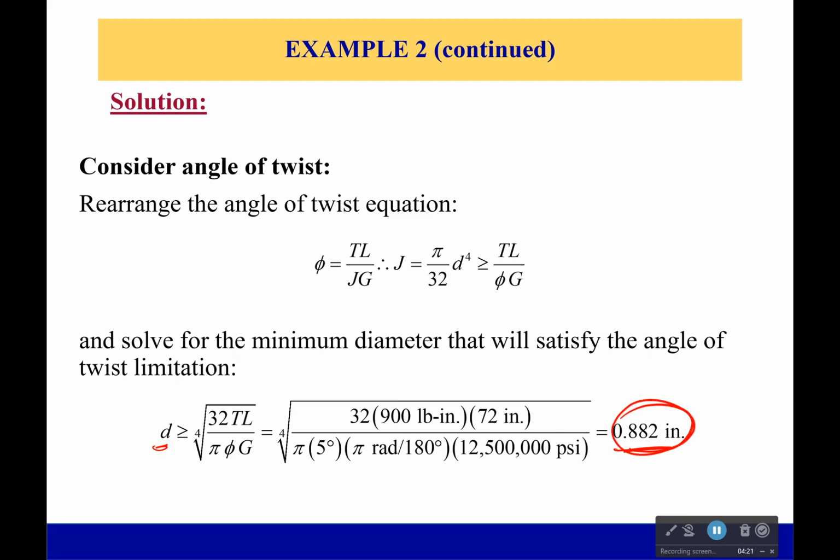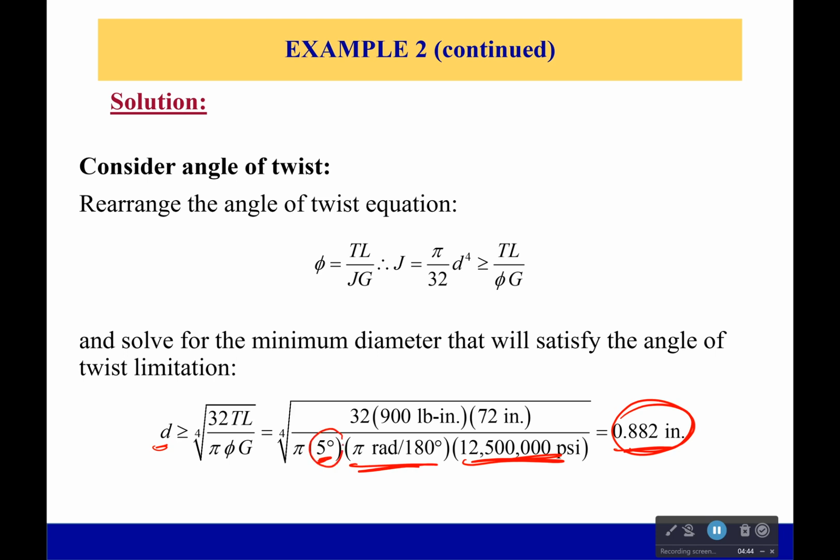Another thing to be thinking about is the following. One, we had to go from mega psi or to psi right here. I think it said 12,500 KSI, but you know, we had to go straight to psi. Second, we couldn't just use 5 degrees. We had to change that to radians. There are pi radians in 180 degrees. So be careful with your conversions.